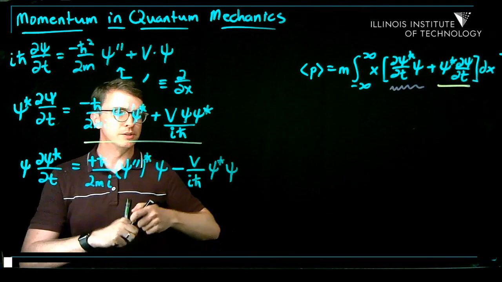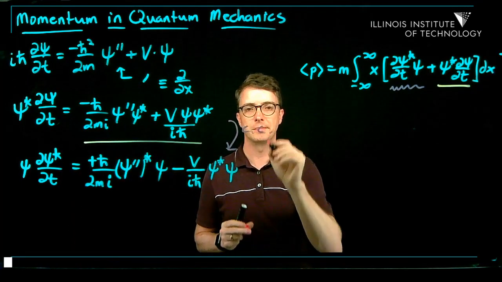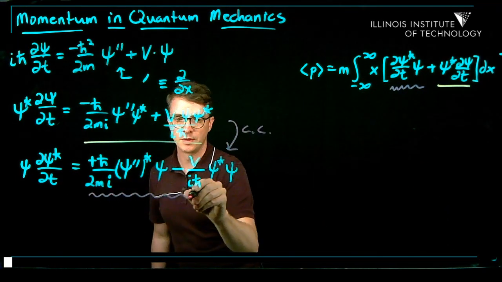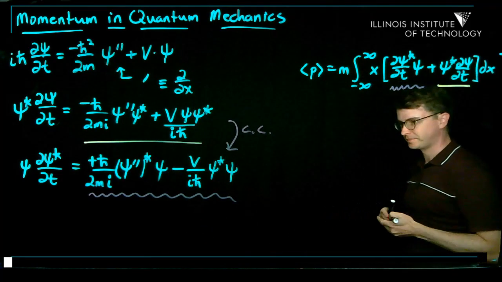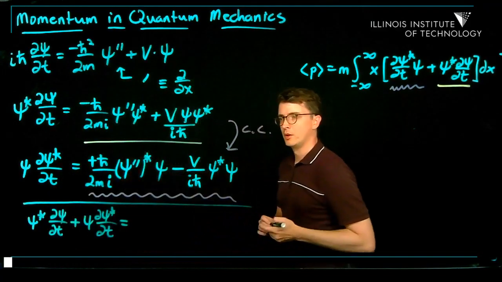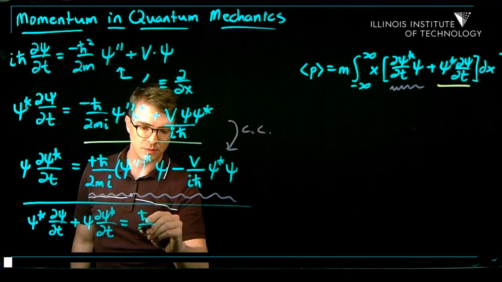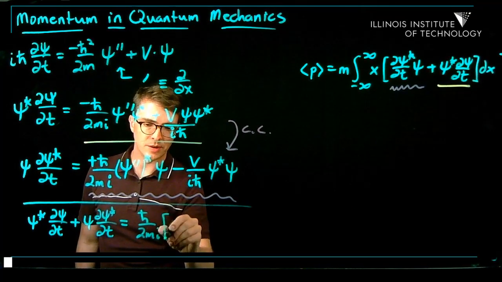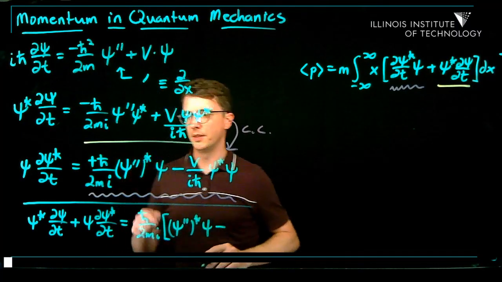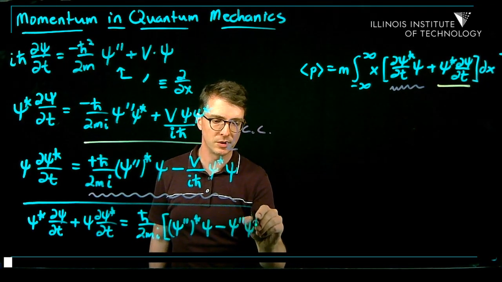So what I did here to go from this line to this line is I took the complex conjugate of both sides. So this now is exactly the same as this term here. Let's add those two together because that's what we have in the integral. These two terms, I've got h bar over 2mi times psi double prime star psi. And then I've got the same thing again with a minus sign, but now it's psi double prime psi star.